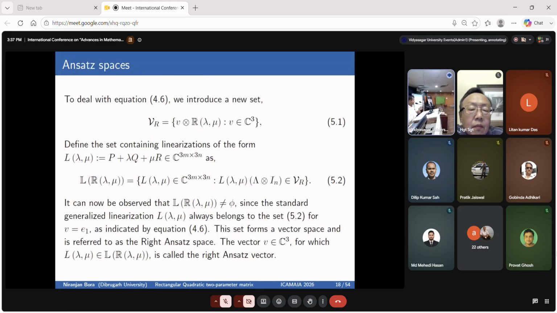For the find such type of vector, a non-zero vector, is a special space; we call it the answer space, or input answer vector space. So with vector space 5.1, by considering another linear vector space L(R, lambda, mu) satisfying this condition of equation 5.1, and it is represented by equation 5.2.